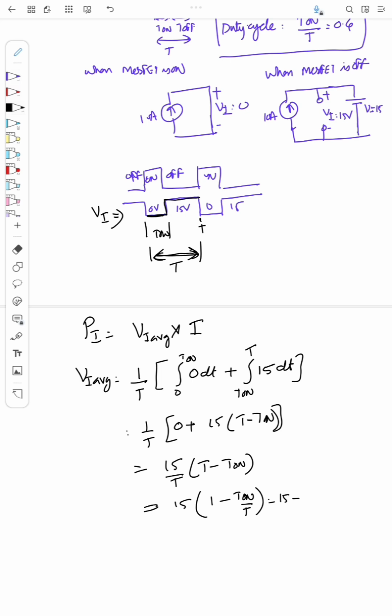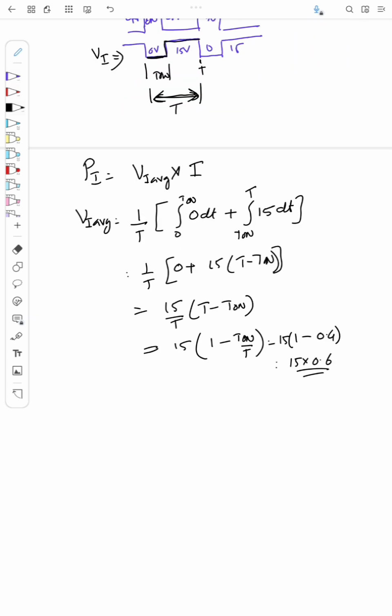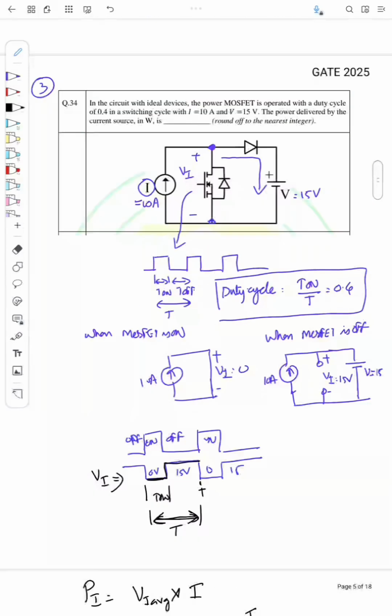T on by T is 0.4, so 15 into 1 minus 0.4, or 15 into 0.6. So this is actually the average voltage. So what is the power? Power delivered by the source is 15 into 0.6, that is the average voltage, into 10. So 15 into 0.6 is 9, and that into 10 is 90 watt. So answer is 90.